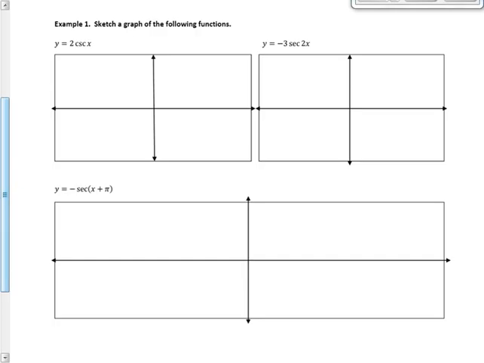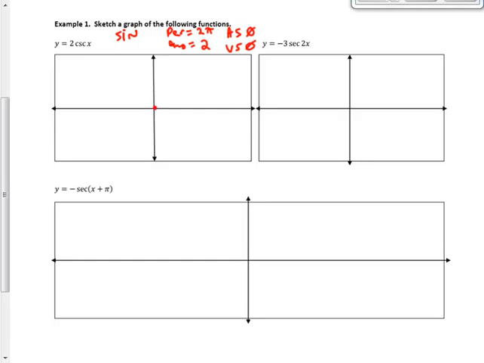The first thing that I look for is whether it's a sine or cosine graph. Cosecant is related to sine. Then I'm going to look at the period and the amplitude. The period is 2 pi, there's no number in front of the x. The amplitude is 2. Horizontal shift, there is none. Vertical shift, there is none. So this is a pretty nice graph.